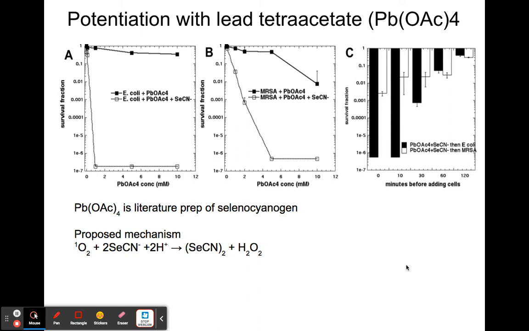It works the same with lead tetraacetate. Lead tetraacetate on its own doesn't really kill bacteria, but when you put the thiocyanate in, it kills 6 logs. And the interesting thing is that lead tetraacetate is a literature preparation of selenocyanogen. So the fact that this worked suggests that singlet oxygen is reacting with the selenocyanate to form selenocyanogen.